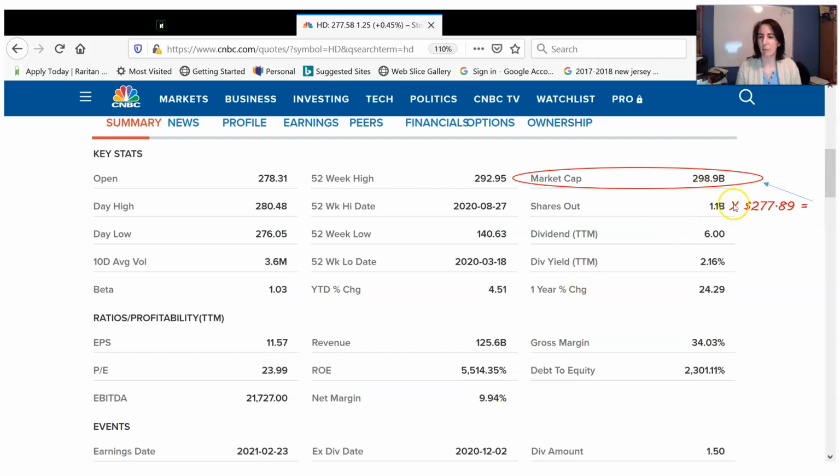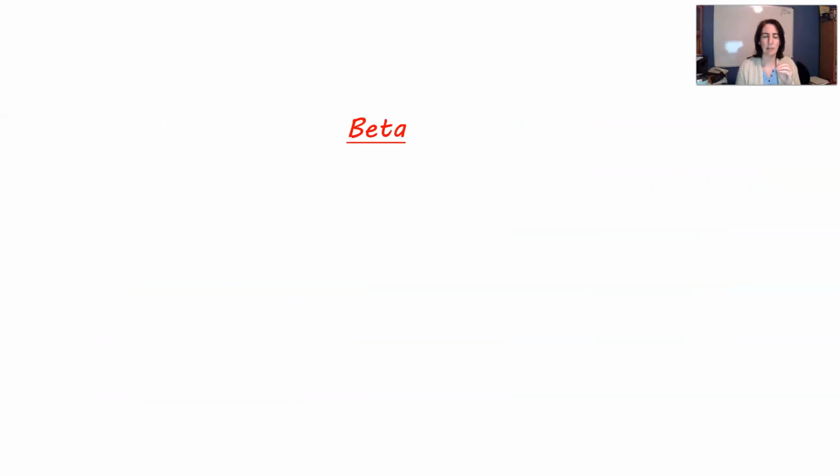Market cap, how much is being traded? That's shares out, 1.1 billion times 277.89. What is the overall value? That's what that's telling you. 1.1 billion shares are out in the world at 277.89 a share. So the overall market value is 298.9 billion. Billion with a B is the value of Home Depot out there in the world. The beta. Beta is how much it stays in line with the overall stock market. Okay, so a little example of beta here.